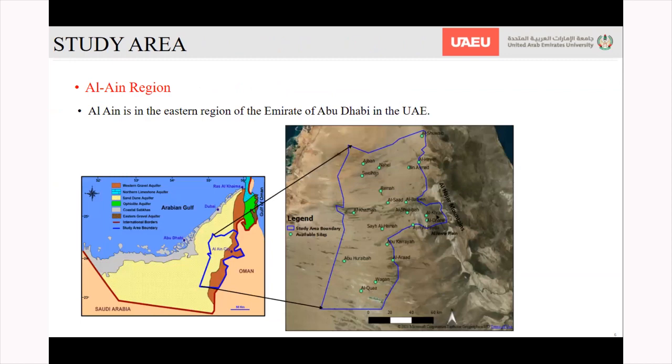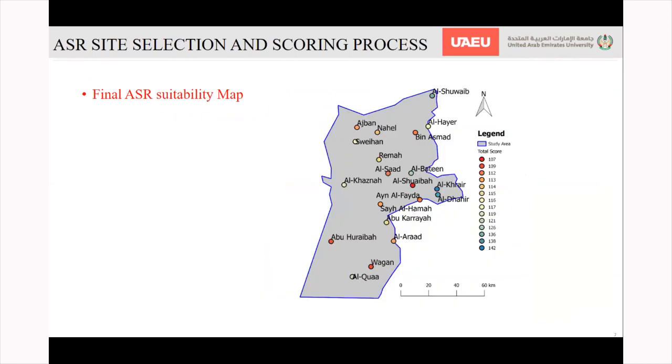The study area is in the eastern part of Abu Dhabi, near Al Ain city, and this is the study area in the Al Ain region, which is in the eastern region of the Emirate of Abu Dhabi. Al Ain is the second largest city in the Emirate of Abu Dhabi. It has 0.76 million population.